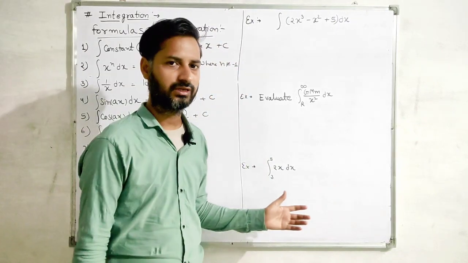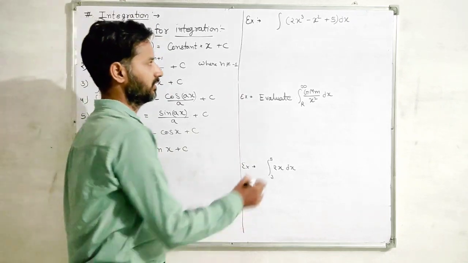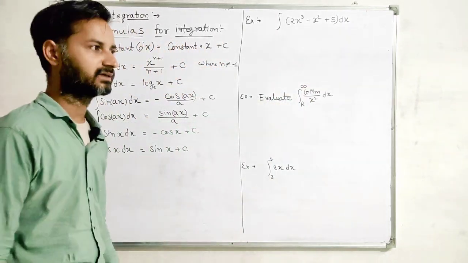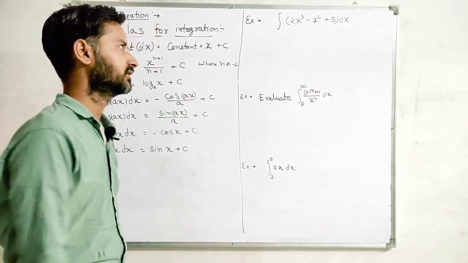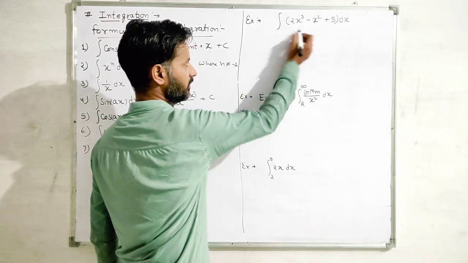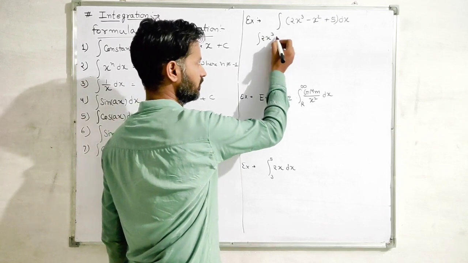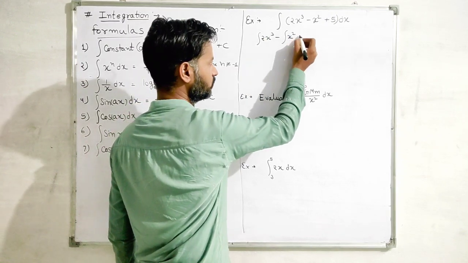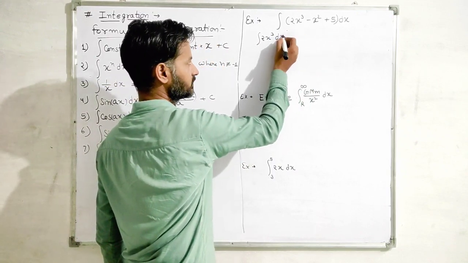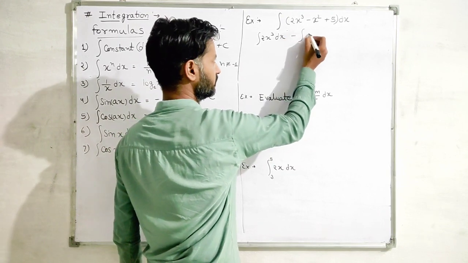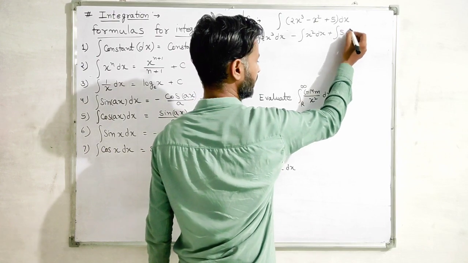Here I have chosen 3 examples and we will understand them. In the first example, we have to integrate this function. This is indefinite integration, so we will place an integration constant. So here it becomes integration of 2x to the power 3 dx minus integration x to the power 2 dx plus integration 5 dx.